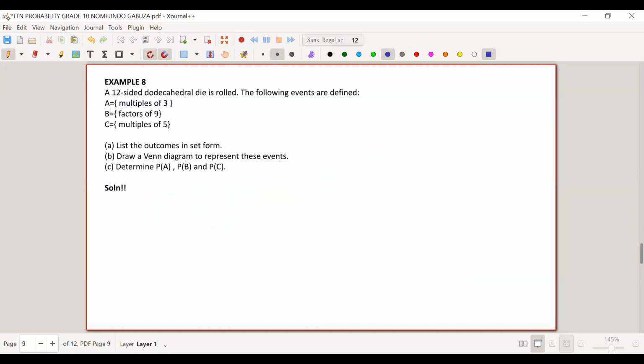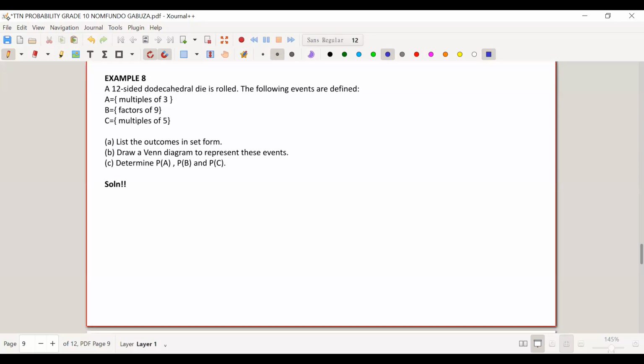Let's take a look at example 8. Example 8. Let's say a 12-sided die is rolled. The following events are defined. So the sample space over here is going to be 12 outcomes, right? It's going to be 1, 2, 3, 4, up until 12. Right, the outcomes.